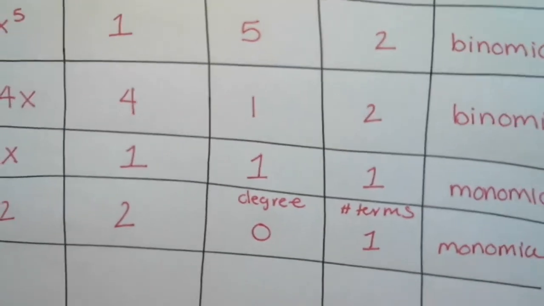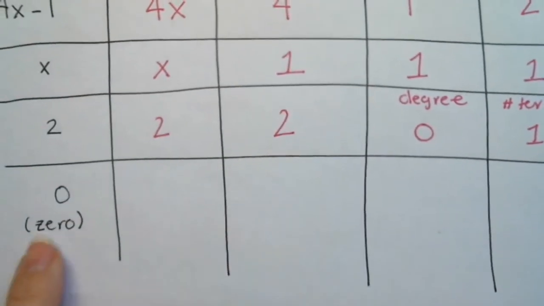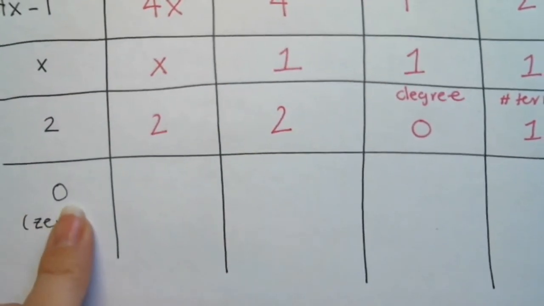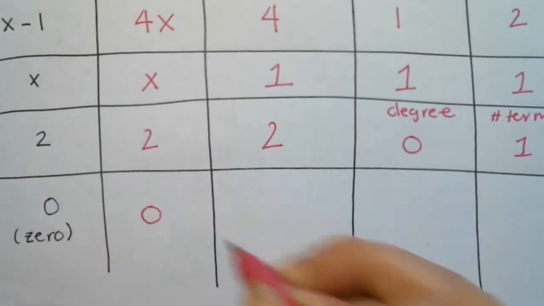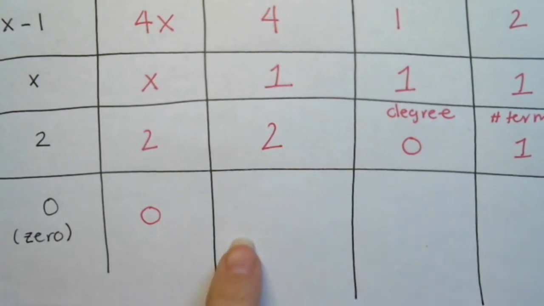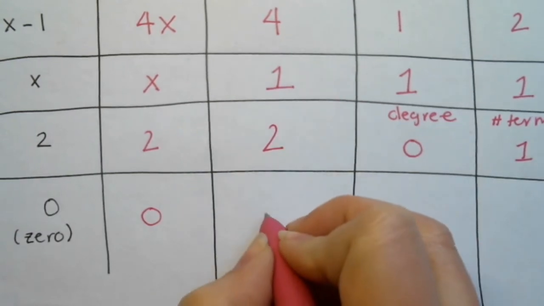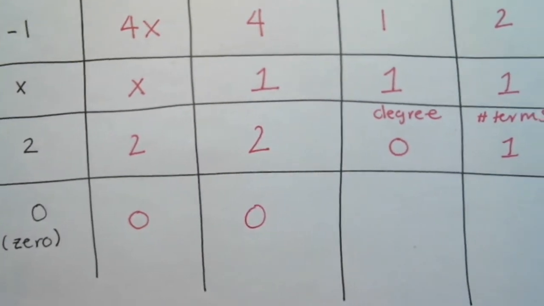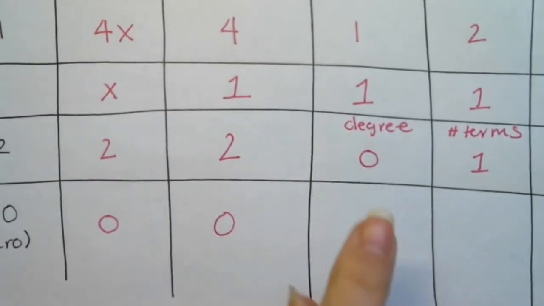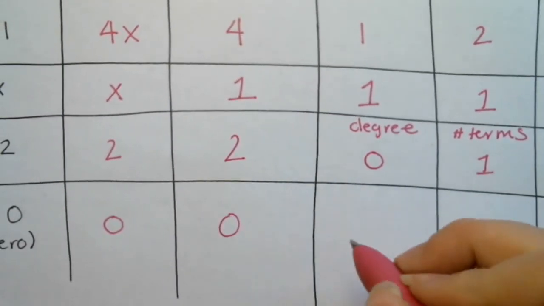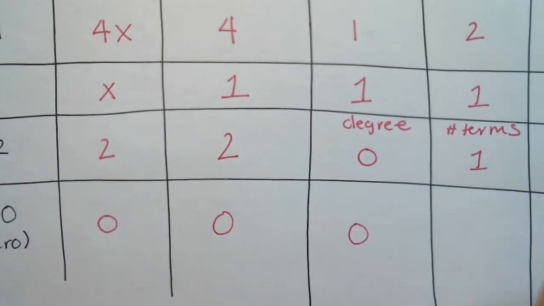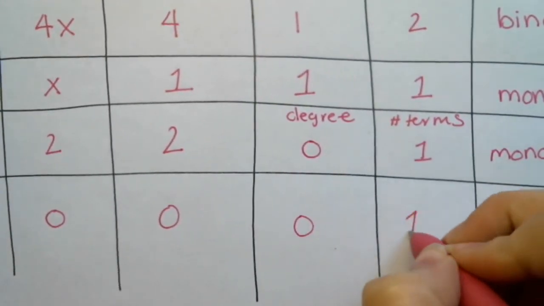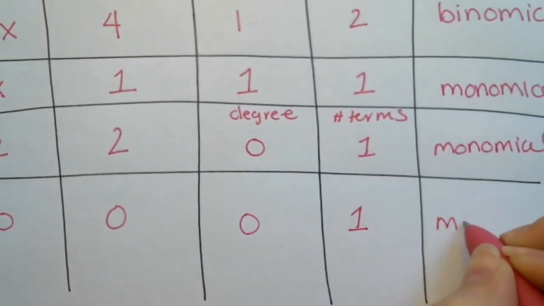And maybe the most confusing polynomial of all is just the number 0. The leading term, again, if there's only one term, is the leading term. The leading coefficient is the numerical part, which is 0. The degree, when there's no x at all, is 0. For any number, the degree is 0. How many terms are there? 1, and that makes it a monomial.